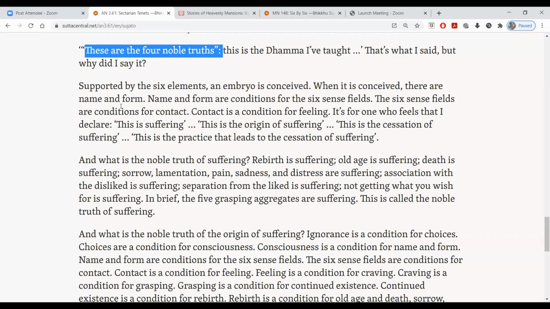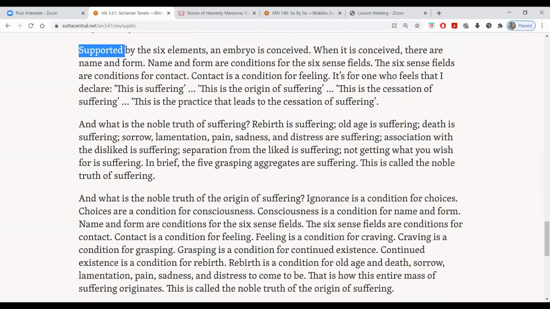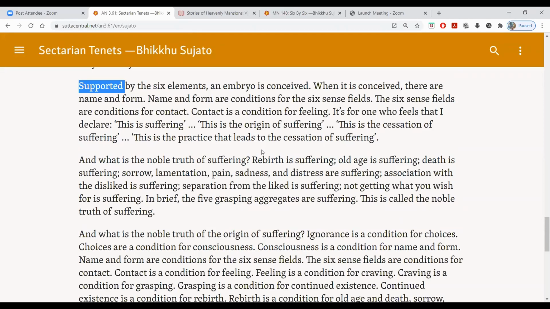Buddha explains like this. Okay, can somebody read? I can read one. Supported by the six elements, an embryo is conceived. When it is conceived, there are name and form. Name and form are conditions for the six sense fields. The six sense fields are conditions for contact. Contact is a condition for feeling. It's for one who feels that I declare: this is suffering, this is the origin of suffering, this is the cessation of suffering, this is a practice that leads to the cessation of suffering. Good, sadhu, sadhu. This is the amazing wisdom of the Buddha.